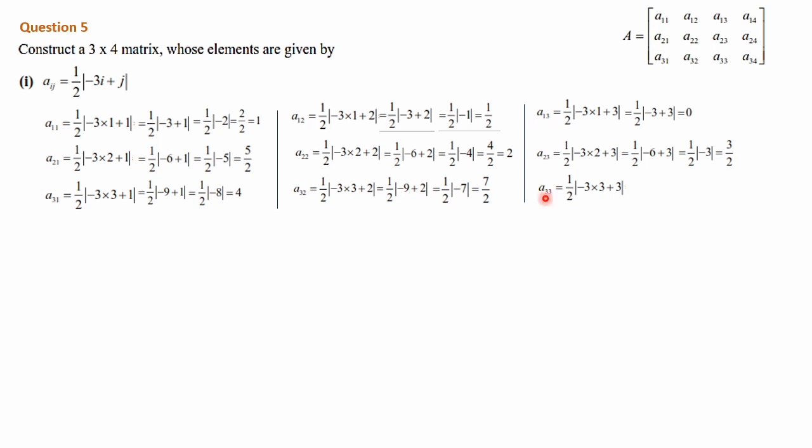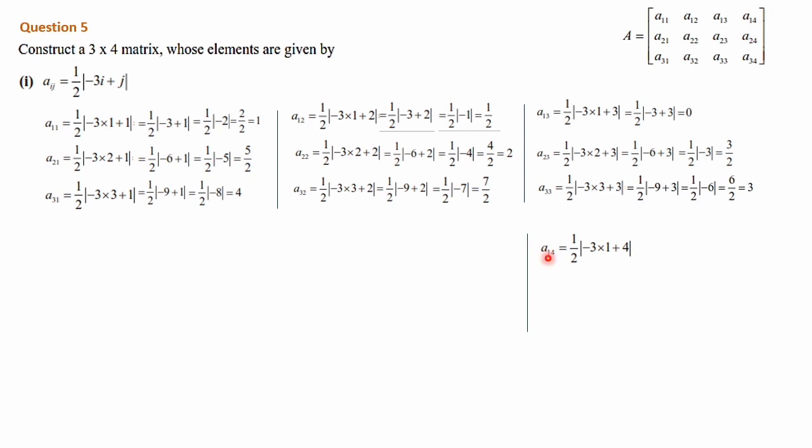Next is A33. A33 means i is also 3, j is also 3. Third row, third element. So 1 by 2 into modulus of minus 3 into i is 3 plus j is also 3. Then minus 3 into 3 is minus 9 plus 3. Minus 9 plus 3 is minus 6, so modulus of minus 6 by 2. Modulus of minus 6 is plus 6 by 2. 6 by 2 is 3. Finally, the last column, that is A14.